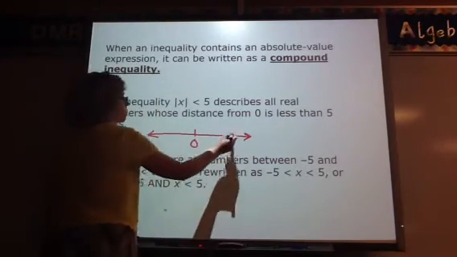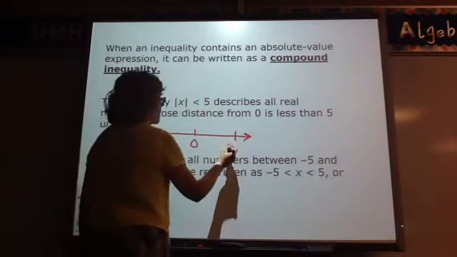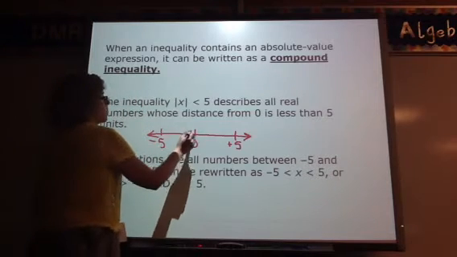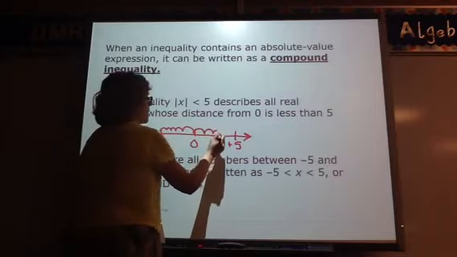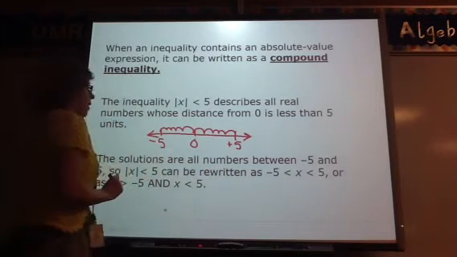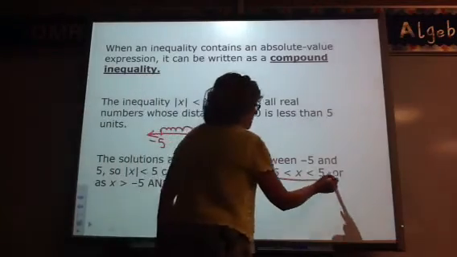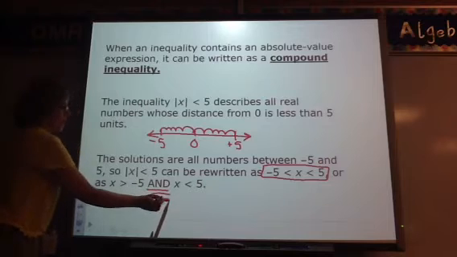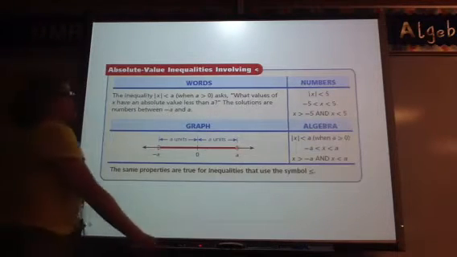Here's why. For the absolute value of 5, you can put negative 5 in for your variable, or you can put a positive 5, because absolute value is distance. So each one is 5 units from 0. So to write that, you would write it as a compound inequality, or use the word and. Okay? And that's what I just explained, this right here.